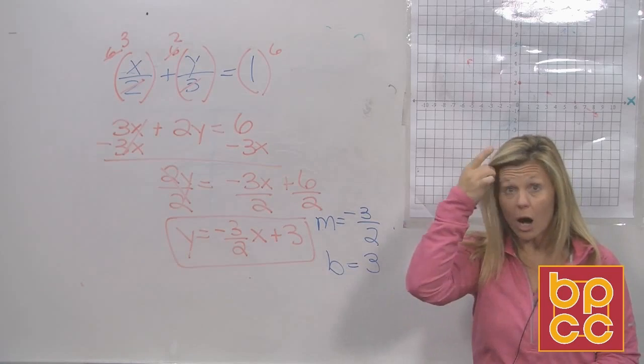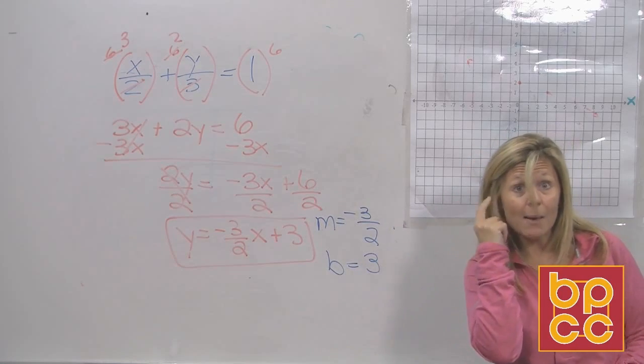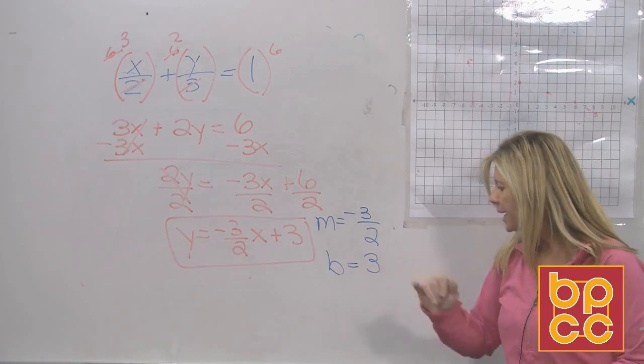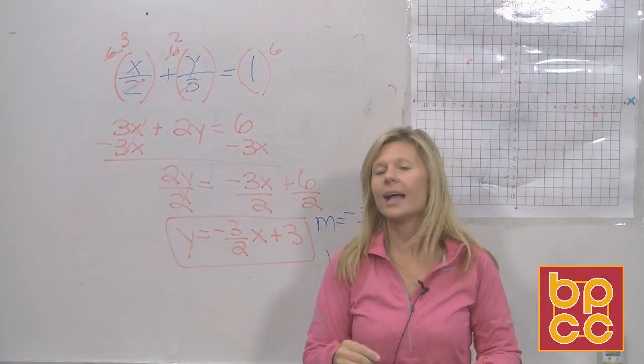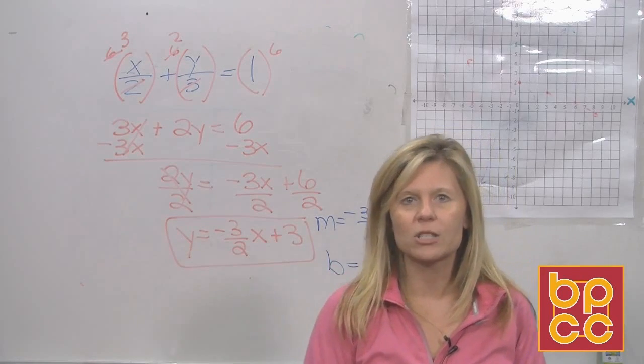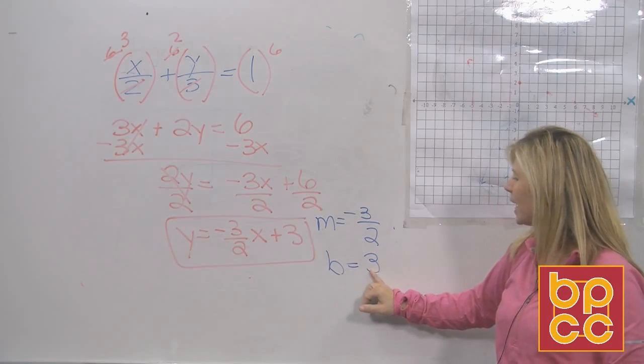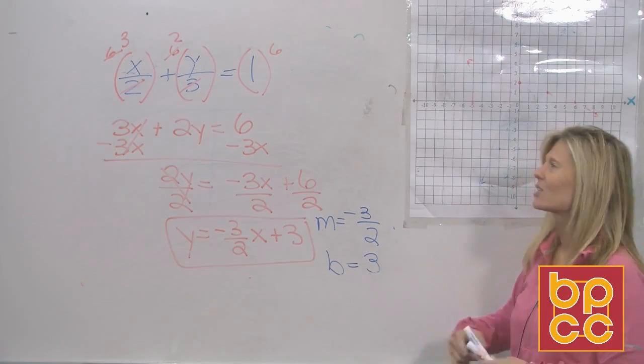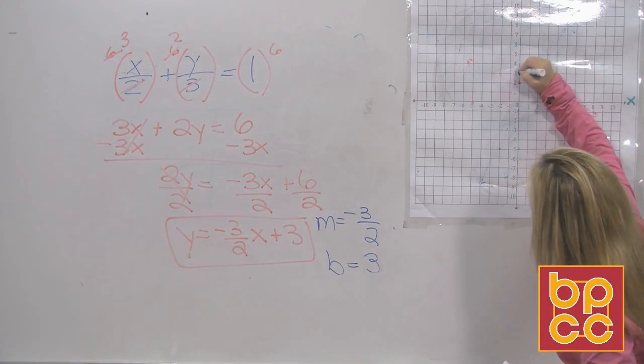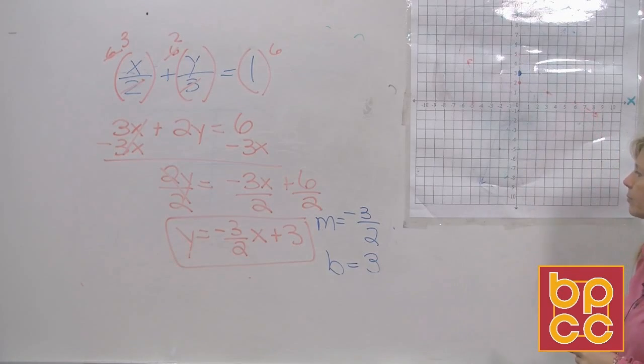No, you don't. You listen to the vocabulary. The letter B stands for what word? It stands for y-intercept. Say it, y-intercept. That means this B begins on the y-axis. So there I am at 3 on the y-axis.